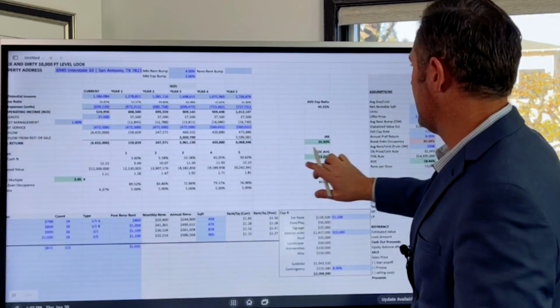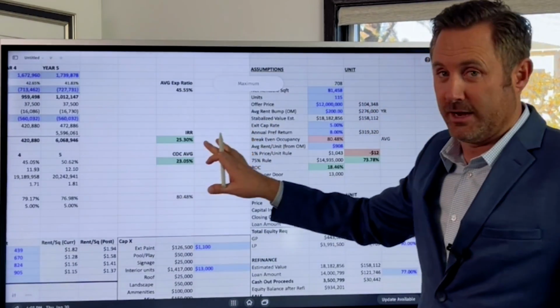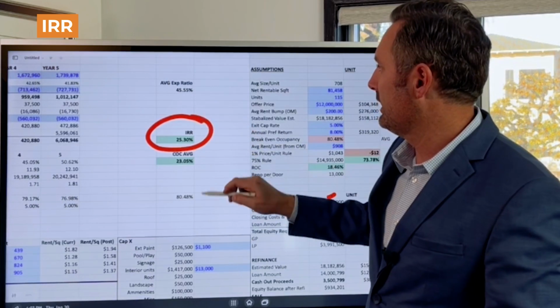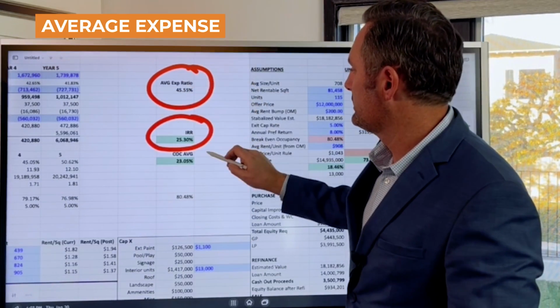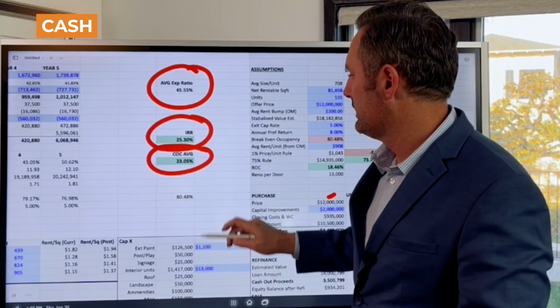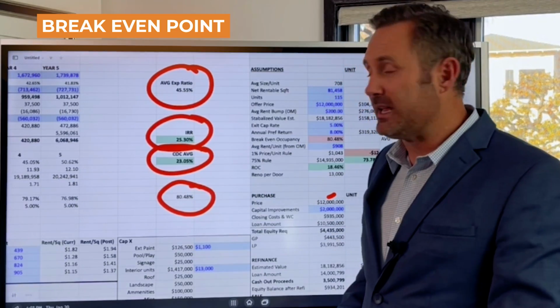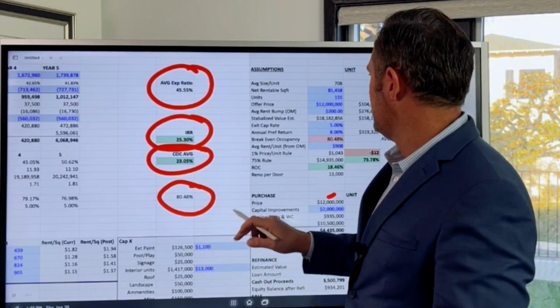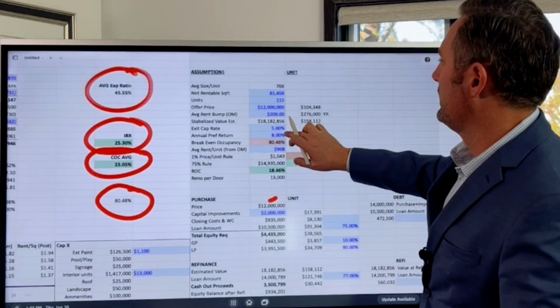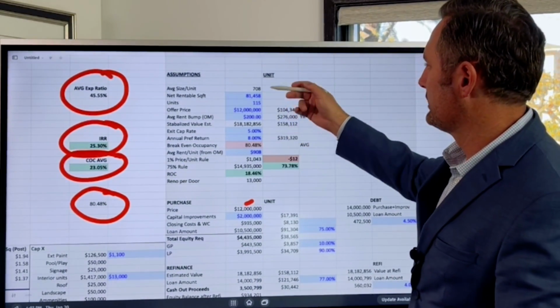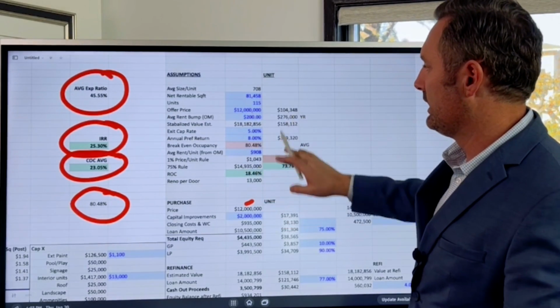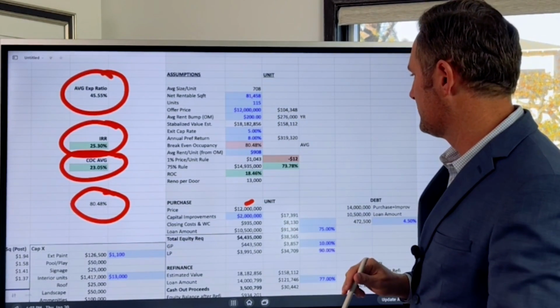Other things I'm looking at. Obviously, these numbers aren't accurate at the moment because I've got to plug in some other ones. IRR, average expense ratios, cash on cash returns, the break-even point on average for this building right now. And then we start plugging in some other assumptions and variables such as our price, net square footage, units, all this stuff. So everything in blue we're plugging in. Everything else is our metrics that it's pumping out.